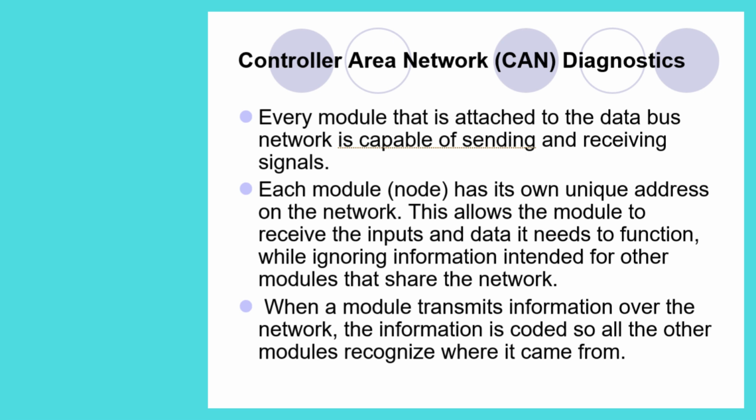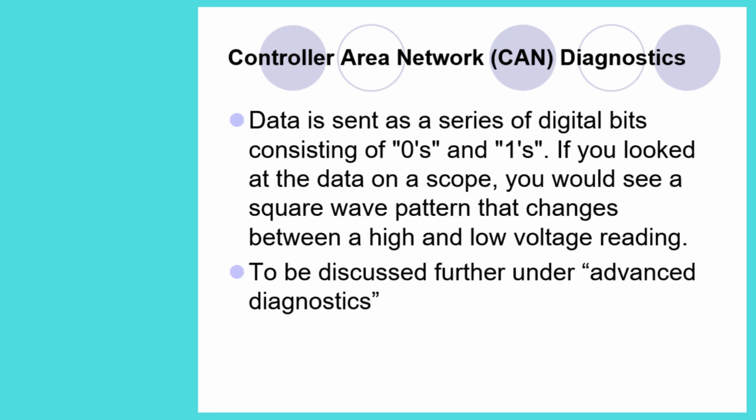Every module that's attached to the data bus network is capable of sending and receiving signals. Each module or node has its own unique address on the network. This allows the module to receive the inputs and data it needs to function, while ignoring information intended for other modules that share the network. When a module transmits information over the network, the information is coded so all the modules recognize where it came from. Data is sent as a series of digital bits consisting of zeros and ones.